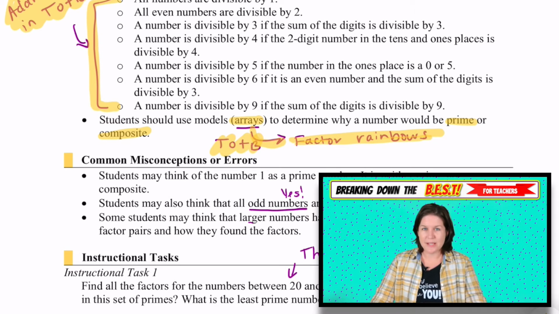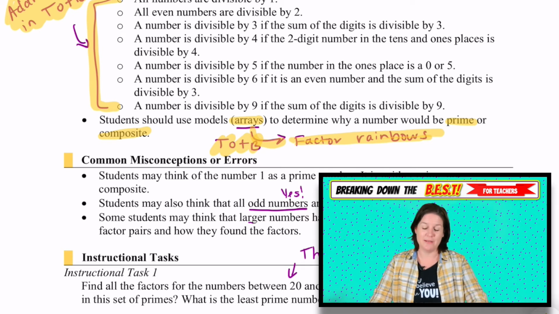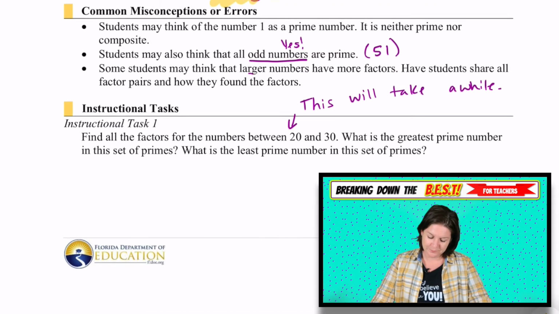Teacher showed me and I was like, oh, that's amazing. Love me some factor rainbows.